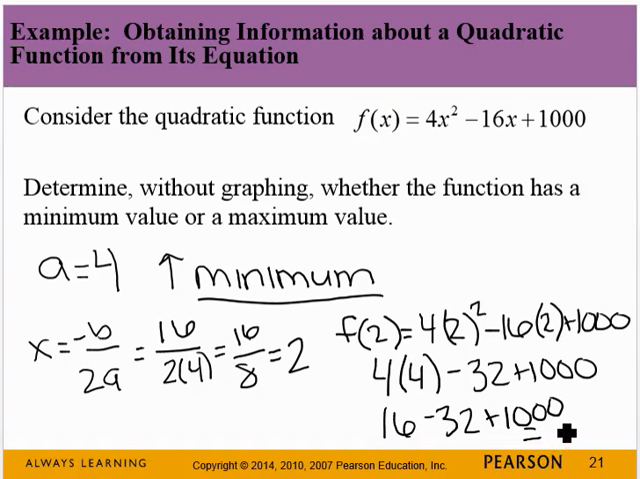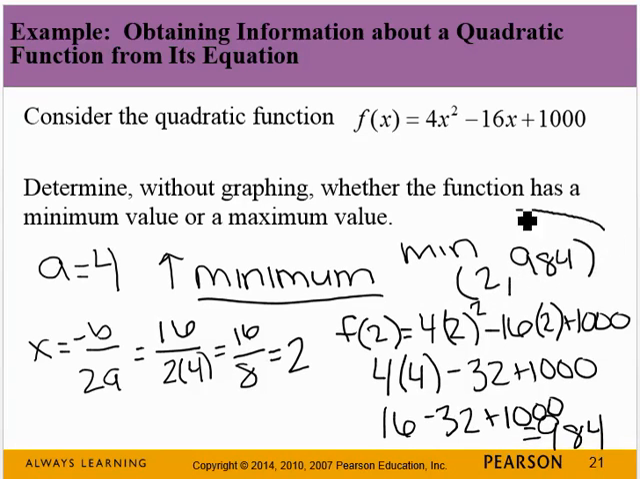Once you solve that, you should have 984. So you have a minimum at 984. That's also your vertex.